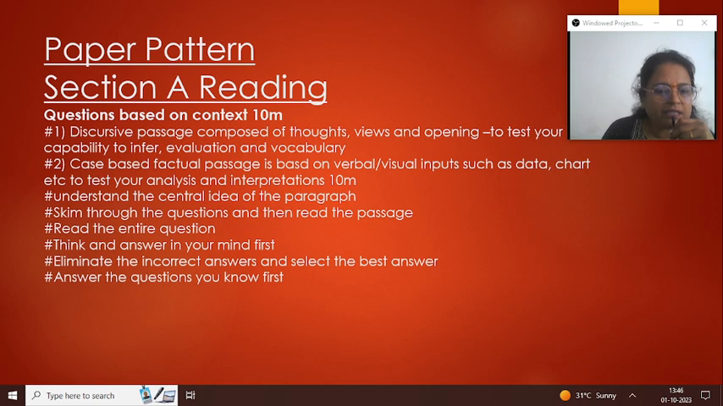Eliminate the incorrect answers and select the best answer. Sometimes you get confused. So what should you do? This may not be the correct one, this may not be the correct one, this may not be the one which is remaining. So it is the proper one which can give the correct answer. In that way also you can go for a few questions.